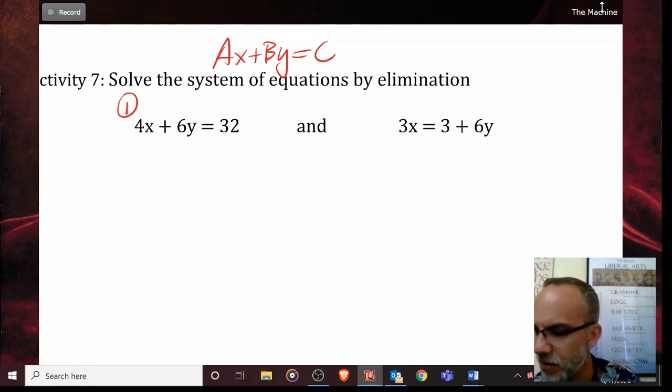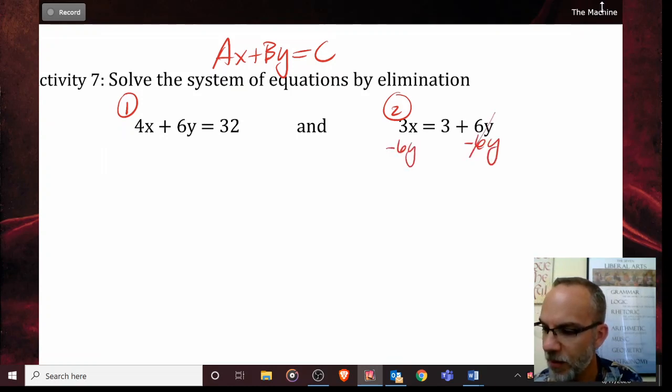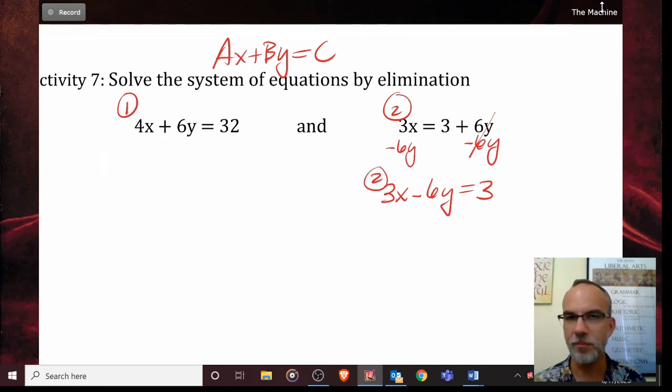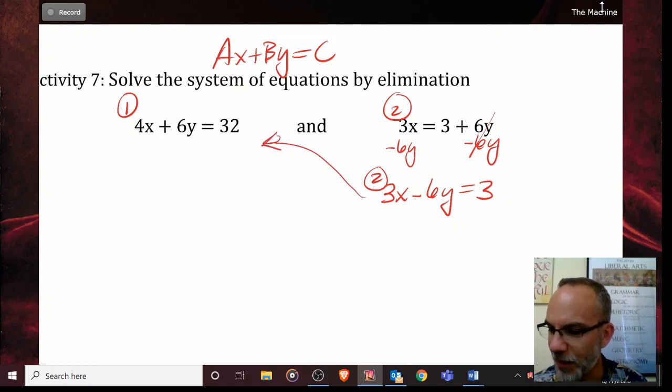Can I make it standard form? Yes, by subtracting 6y from the right and 6y from the left. And so I get 3x minus 6y is equal to 3. That's equation number 2. Okay, now watch what I do. I'm going to take equation number 2 and bring it over and line it up and stack it underneath equation number 1. 3x minus 6y equals 3. That's equation number 2.